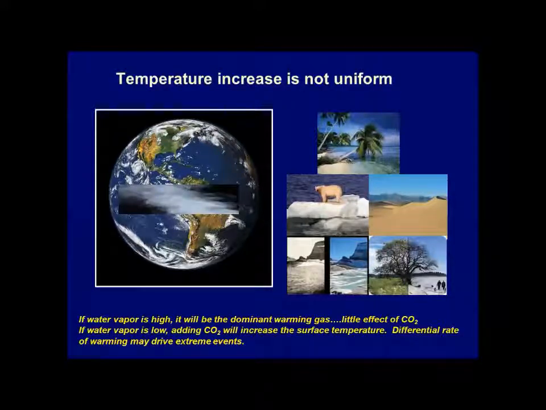So if you can remember that water vapor can be a dominant warming gas with little effect of CO2, but when the water vapor is low, adding CO2 will increase the surface temperature. Now, if I have a globe where some places are warming very quickly and other places are not warming quite so much, what's that going to do to extreme events? Is that going to increase it or decrease it? Increase it. Do you understand the basic physics now of climate change, of global warming? Excellent. That's the first reason why you should care about the increase in CO2.